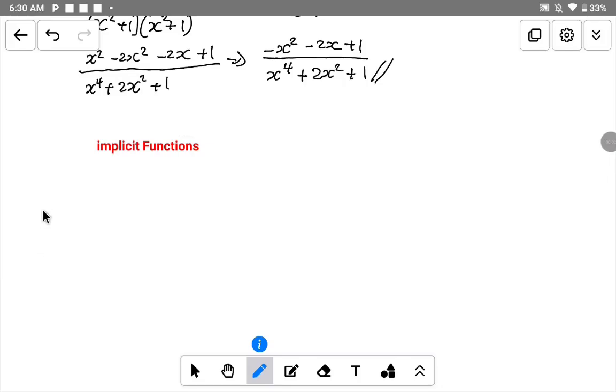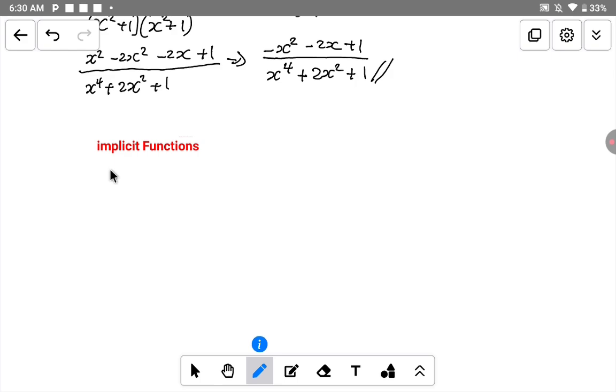So guys, welcome back to lesson 5. In this lesson 5, we are still under calculus, and we're still under differentiation, and in this lesson we're discussing implicit functions: how to differentiate a question when it is given in implicit form.